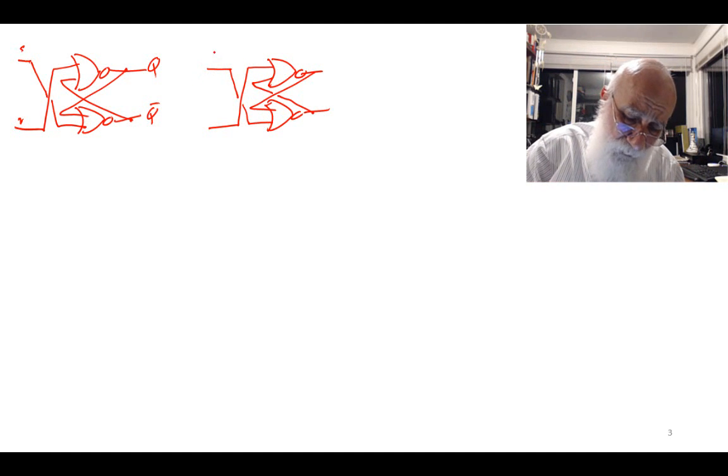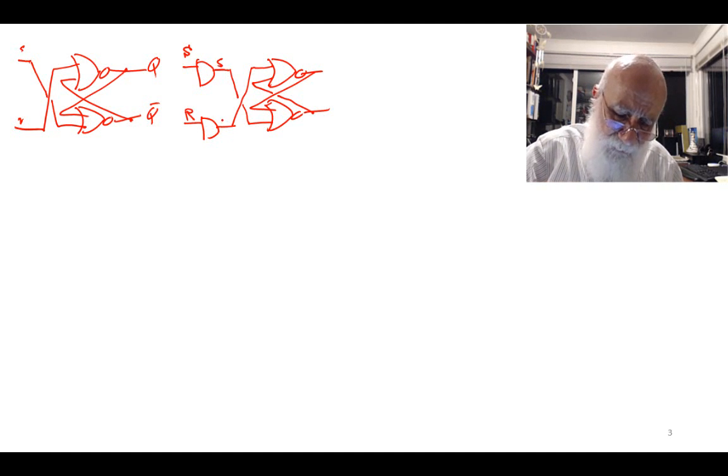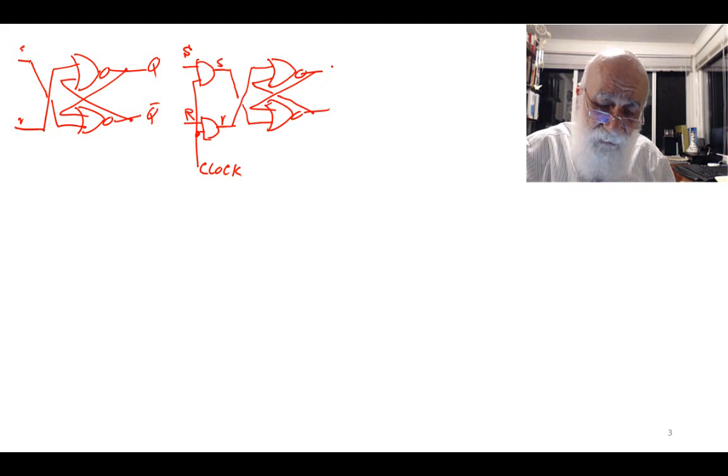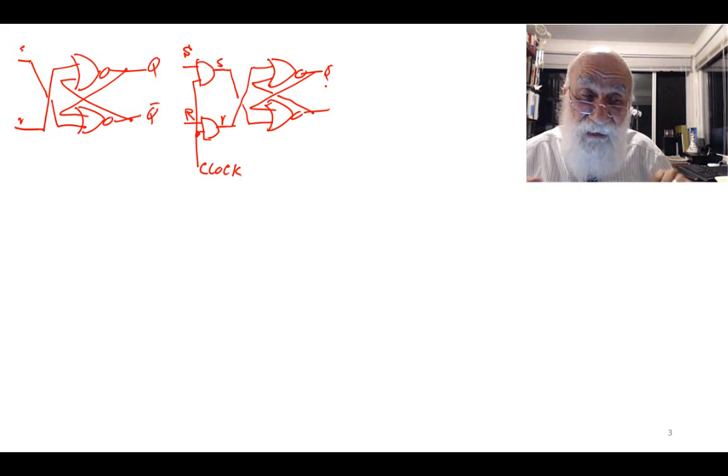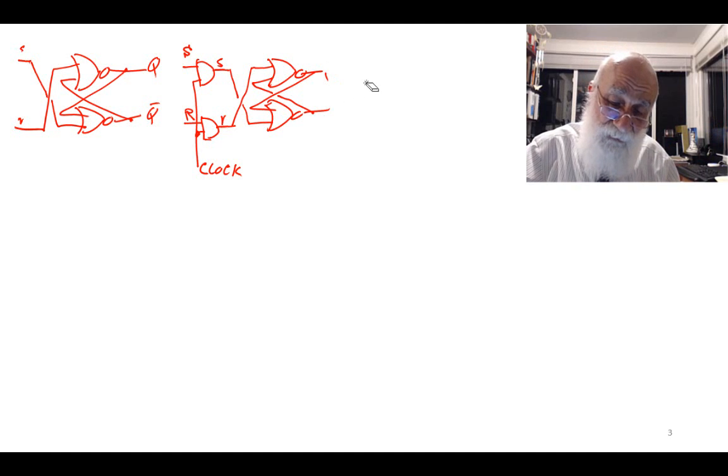And then I'm gonna put an AND gate here, an AND gate here. This becomes my external S, this becomes my external R, this becomes my internal S, this becomes my internal R, and then I'm introducing a new signal here, calling it C, or my clock. I'm claiming that this structure now has timing associated with it.